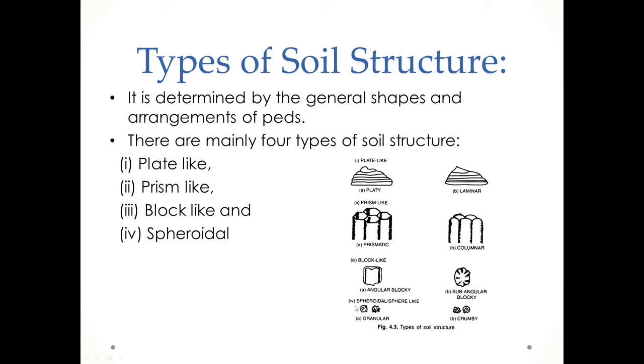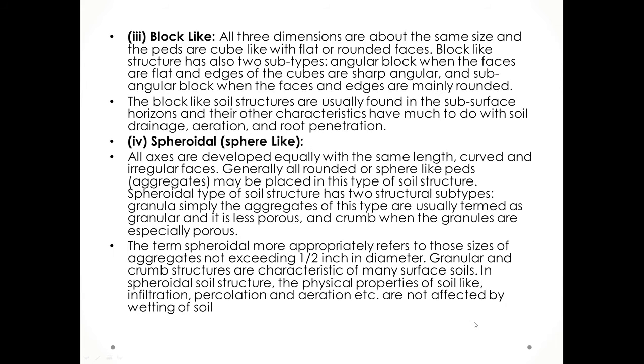This is the spheroidal sphere-like structure. First is the granular and the second is the crumb. So all the axes are developed equally with the same length. In this also all the dimensions are the same. It is a sphere-like structure, but it has curved and irregular faces.